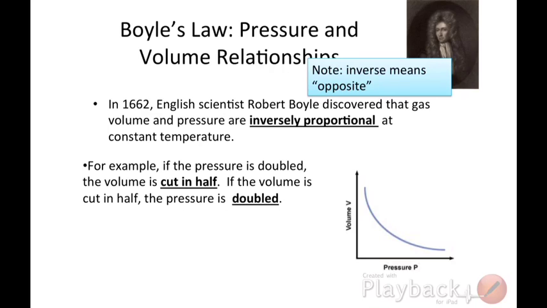In 1662, English scientist Robert Boyle discovered that gas volume and pressure are inversely proportional at constant temperature. Notice that just like our other gas laws, something has to be held constant, meaning that doesn't change. In this case, it's temperature. But unlike our other gas laws that we've studied so far, this one is an inverse relationship.